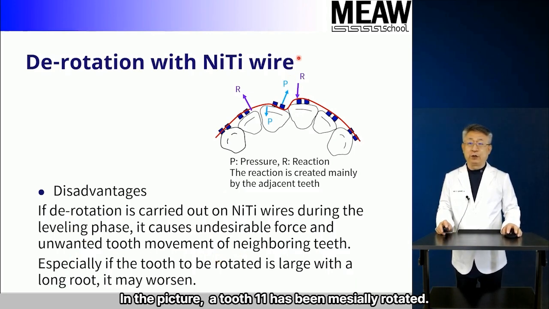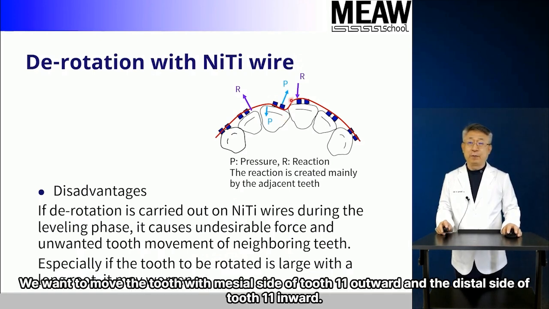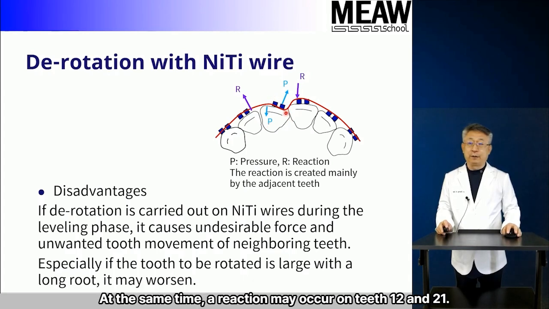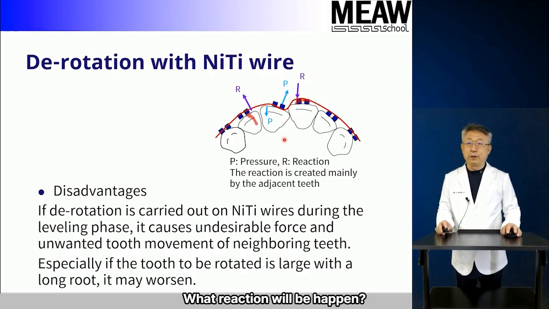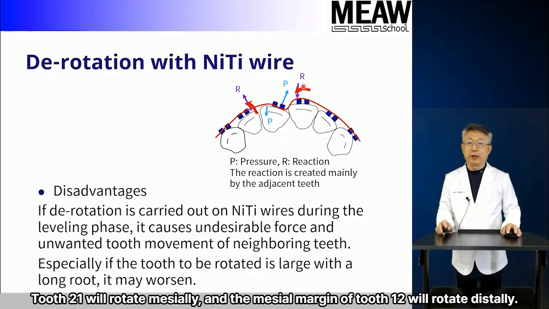In the picture, tooth 11 has been mesially rotated. We want to move the tooth with mesial side of tooth 11 outward and the distal side of tooth 11 inward. At the same time, a reaction may occur on teeth 12 and 21. What reaction will happen? Tooth 21 will rotate mesially, and the mesial margin of tooth 12 will rotate distally.